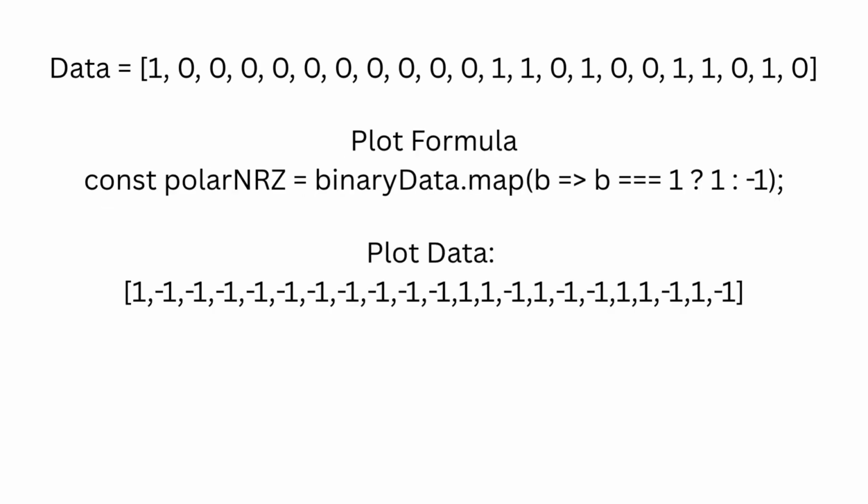Let's start with the simplest, polar NRZ. Here, each bit is represented by a constant voltage for the entire bit period. A 1 stays at a positive level. A 0 stays at a negative level. That's it, no return to zero, no transitions unless the bit changes. How to draw? Draw a horizontal line at +A for every 1, and a line at -A for every 0. Only change the level when the bit changes.